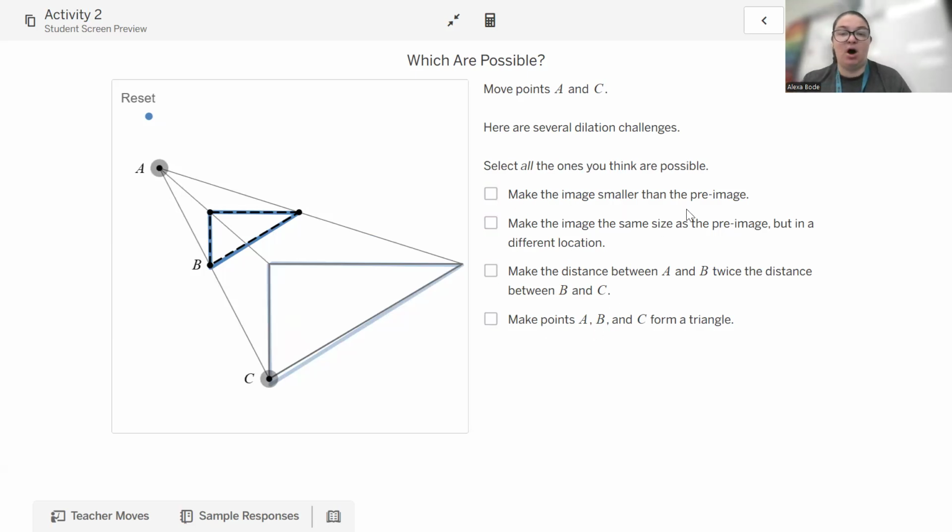Can you make the image smaller than the pre-image? Can you make it smaller than this original one? Can you make the image the same size as the pre-image but in a different location? So can it be the same size as this one? Can it be congruent but not right on top of it? Make the distance between A and B twice the distance between B and C. So it wants A and B to be 2 times the distance from B to C. And then can you make point A, point B, and point C form a triangle?